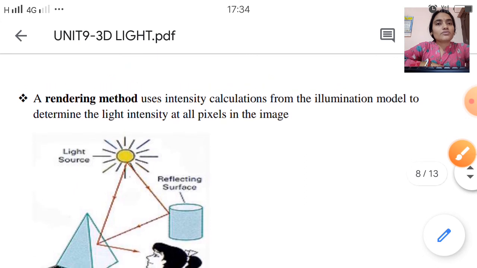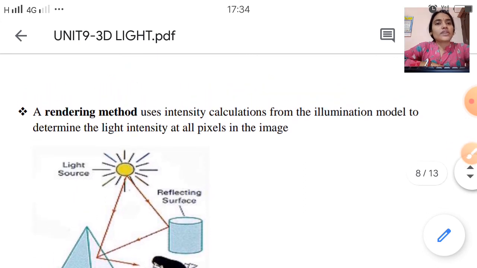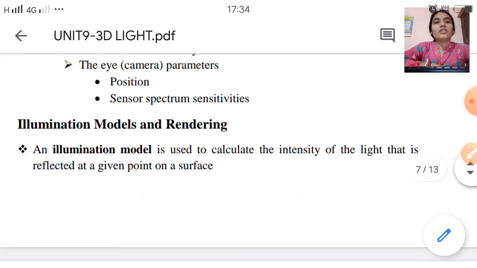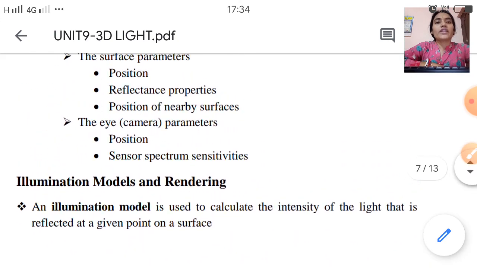So in this class we discussed what the basic illumination model is, what the parameters are, and what the illumination model and rendering are.